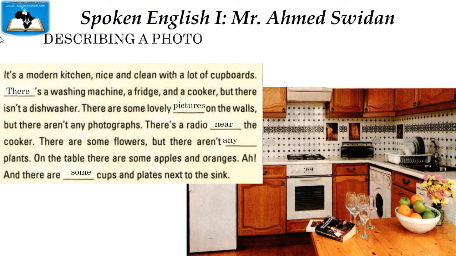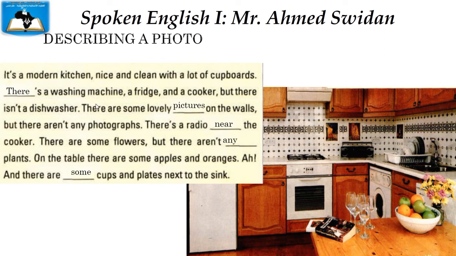Okay, so after listening to the description, what pattern do you recognize? If you want to say that something specific is in the picture, we say there is or there are. So look here: there's a washing machine, there's a fridge, there's a cooker. But if we want to make it negative, we say there isn't a dishwasher, there isn't a TV, for example. Here there is no TV. In the singular case, there is and there isn't.